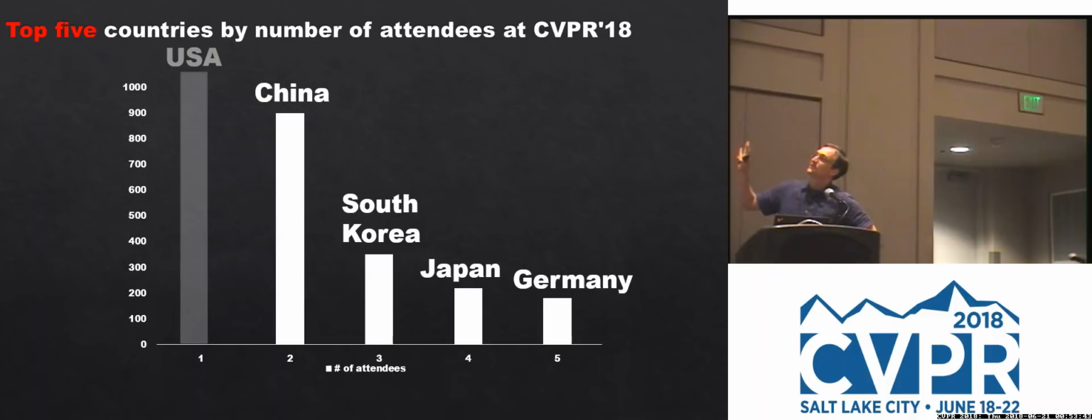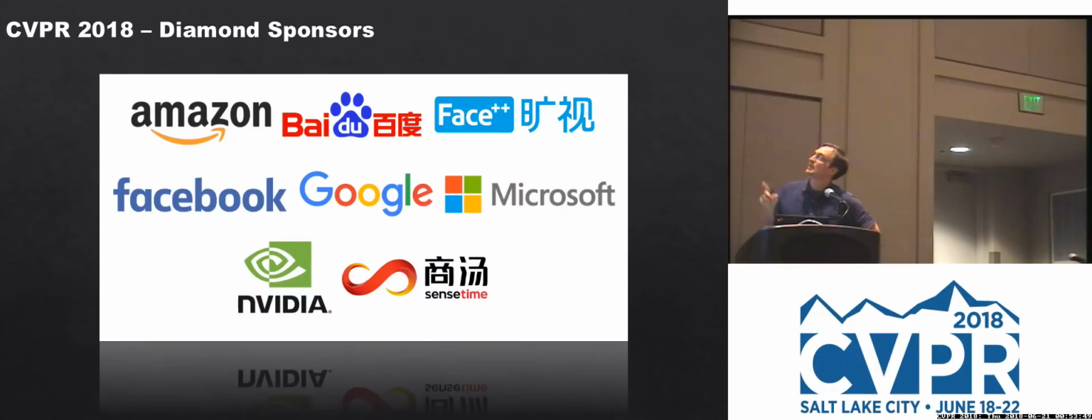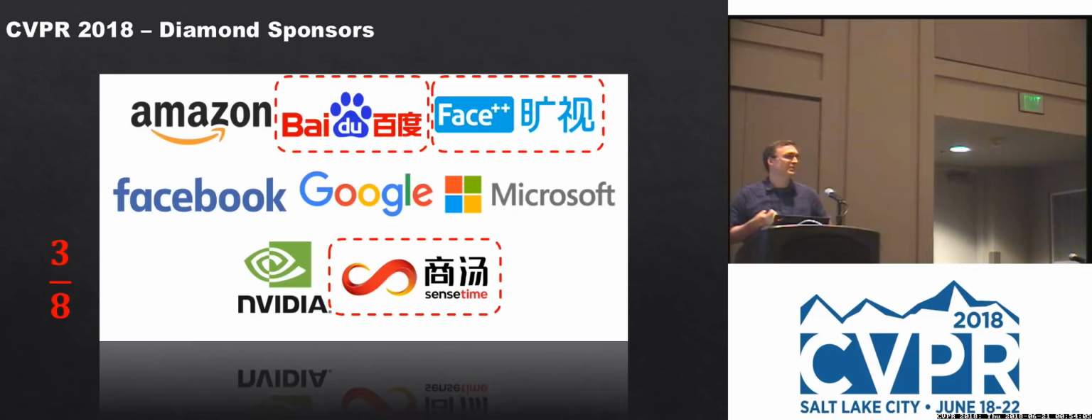Let's look at some more numbers. Now this one's a little bit easier to see. These are our diamond sponsors. This year we had $2 million in sponsorship. These are our top sponsors, and as you can see, we have three out of eight. And I would argue that Microsoft, because they have a big branch, Microsoft Research Asia, I would say 3.5 out of eight.